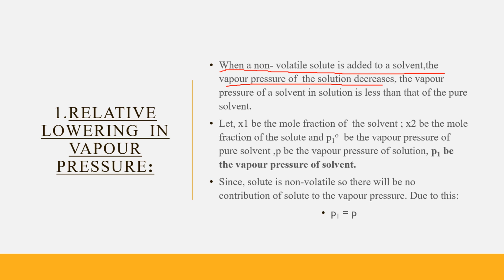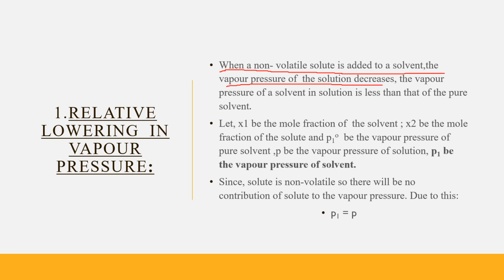अगर हम कोई नॉन वॉलेटाइल सॉल्यूट को ऐड कर देते हैं सॉल्वेंट में तो जो पूरा सॉल्यूशन है उस सॉल्यूशन का वेपर प्रेशर डिक्रीज हो जाता है. क्यों? क्योंकि सॉल्यूशन की जो वेपर्स हैं ऑन एडिंग अ नॉन वॉलेटाइल सॉल्यूट वो कम फॉर्म होने लगती है. एज द वेपर्स फॉर्म लेस सो द वेपर प्रेशर गेट डिक्रीजेस.